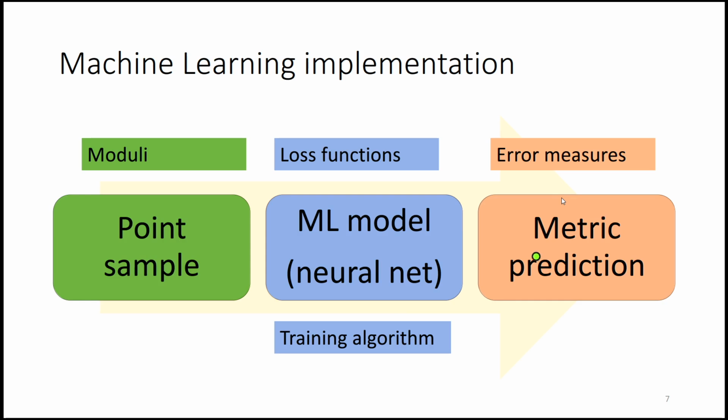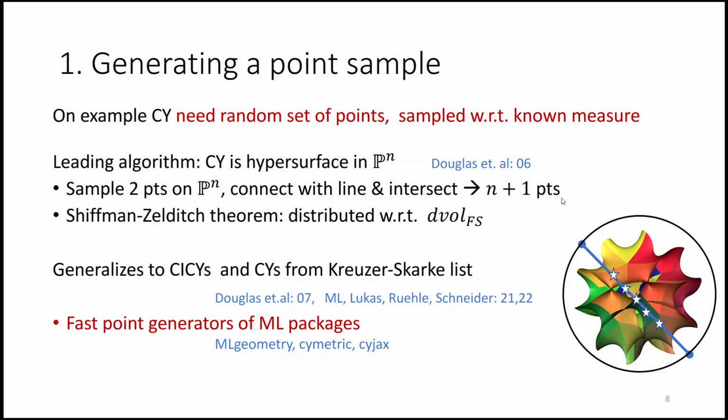And then we will check this prediction using error measures, which are standard and have been used for these other numerical methods as well. So how do we do this? Well, the first thing then is to generate a point sample.